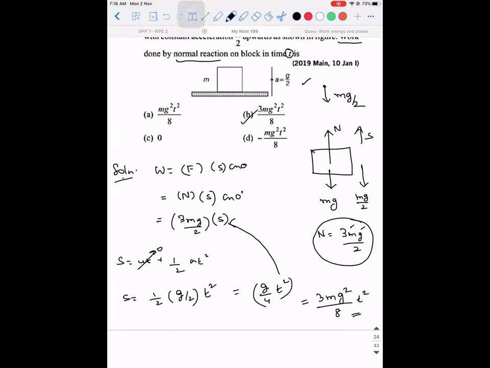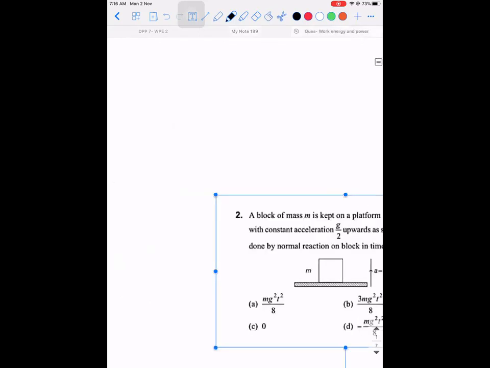Did you guys understand this? Actually, the problem is simple. What are we supposed to think? Only in terms of inertial and non-inertial frames of reference. I hope it is clear. Moving on to the next one.